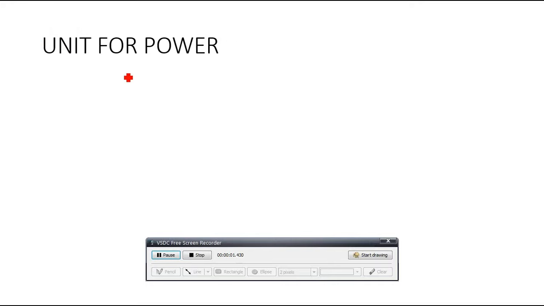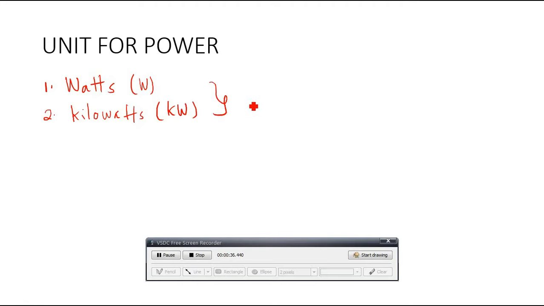Okay, so now let's start talking about the unit that we can use for power. The base unit for power is watts, represented by the capital letter W. But you can also encounter some problems where the power is expressed in kilowatts, that will be kW. In this kind of situation, you have to convert kilowatts to watts. You can use this conversion table.